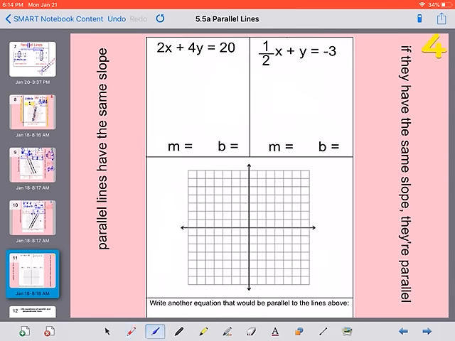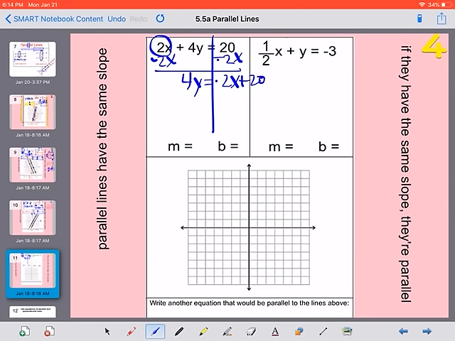Last one. Here we go. We need to solve for y. So first, move our x's to the other side. I'm going to subtract 2x. And we're left with 4y equals negative 2x plus 20. And then divide everything by 4.